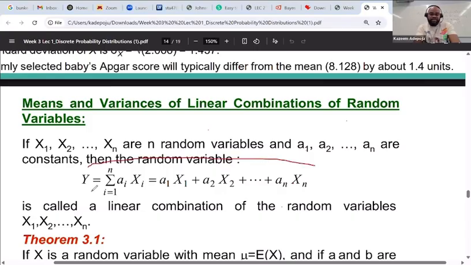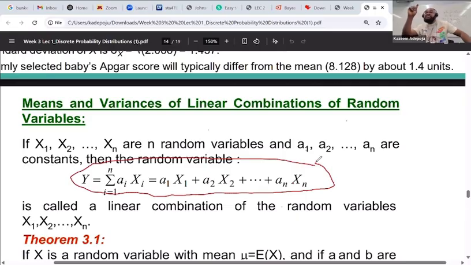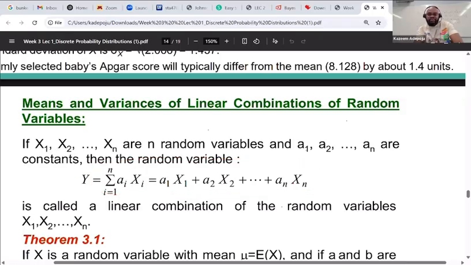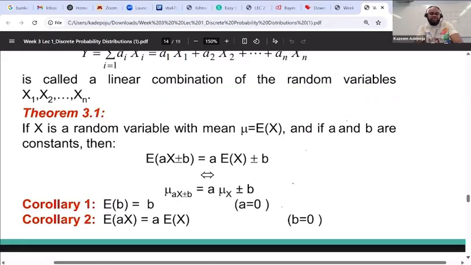Take a look at that. It means I have a new variable, y. Y is a linear combination of x1 up to xn. Now, if x is a random variable and y depends on x, y is also going to be a random variable. From there, we can figure out what is the expected value, what is the mean of y, what is the variance of y, what is the standard deviation of y. Please, I need you to pay attention. Okay, now we're going to impose a theorem.